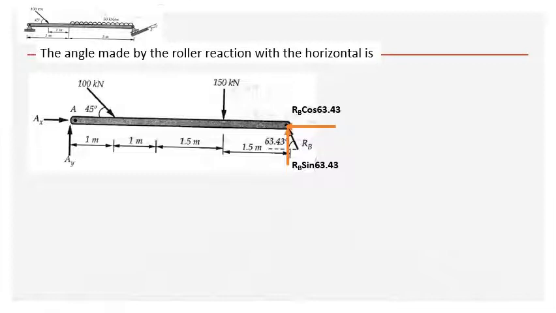So the reaction of the roller, not the roller support, the reaction would be perpendicular to the line of contact. That would be either tan inverse 2 by 1, that is 63.43, or 90 minus what we have already found out, theta 26.56 something. So we get the angle as 63.43. Whenever we come across inclined forces, resolve it into its components. Okay, RB cos 63.43 and RB sin 63.43.